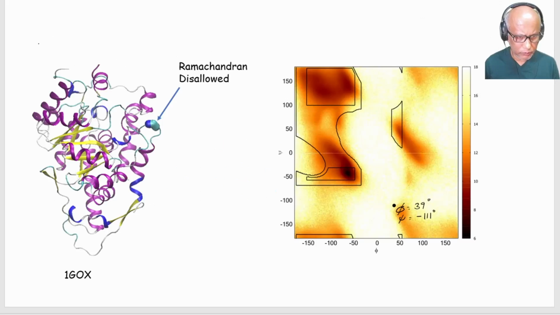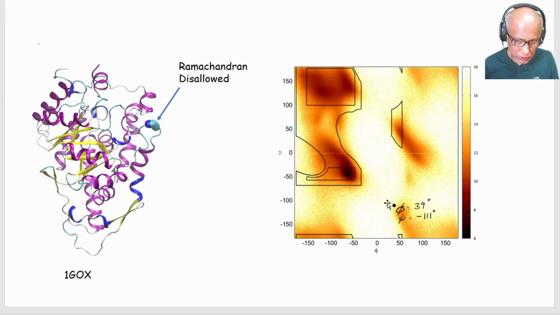Here I picked up from the database a particular protein which goes by the structure code 10X. What we see is that there's just one amino acid out here, in the loop or turn-like region, in the Ramachandran disallowed region. In fact, this is the phi psi out here: phi is equal to 39 degrees, psi is equal to minus 111 degrees. The amino acid was aspartate. It wasn't glycine, so clearly an aspartate cannot come out here. That is a disallowed region. Now, why is it so?